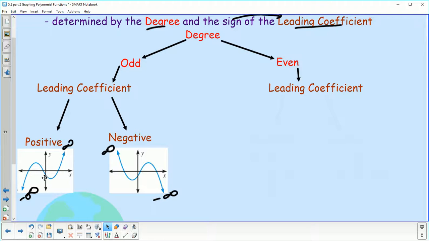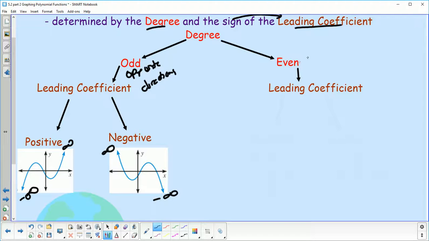And the positive version is opposite. Okay, and so that's only when we have odd degrees. These are always going to go, because they're odd, in opposite directions. Meaning one end has to go up, one end has to go down. And you'll see that's the same for the positive. One end goes up, one end goes down.